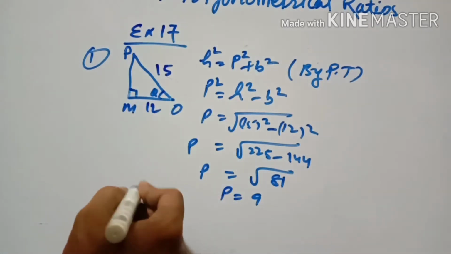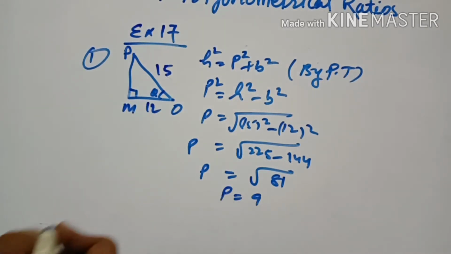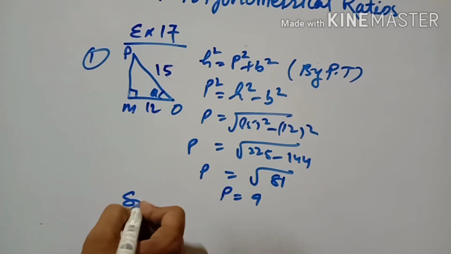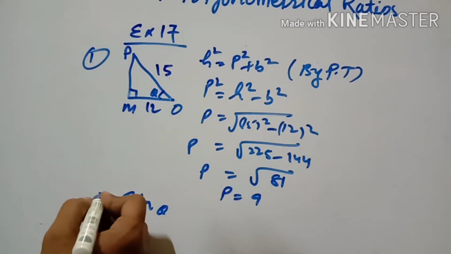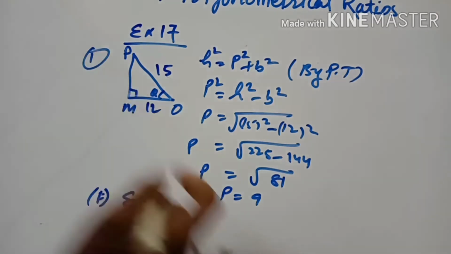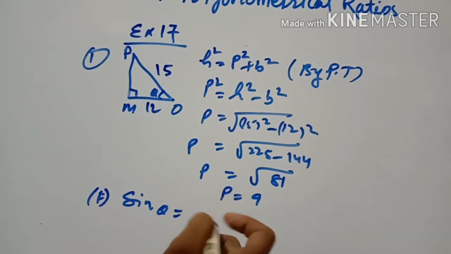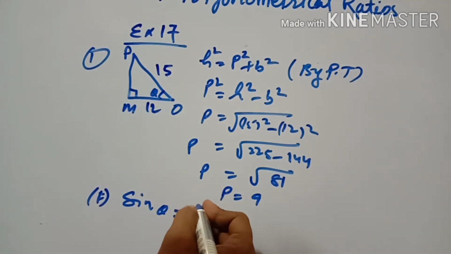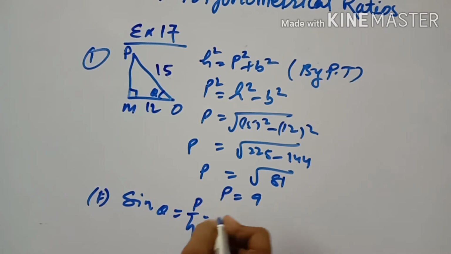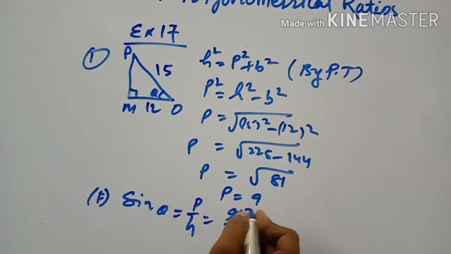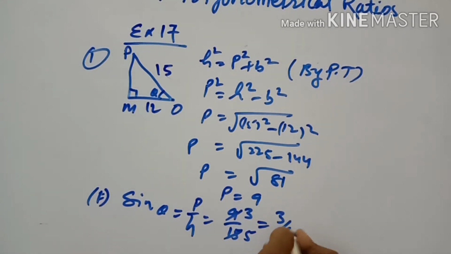Now I get the value of p as 9. Now we have to find out sin theta. Sin theta equal to what? As we know, perpendicular by hypotenuse. So our perpendicular p by h, I can write 9 by 15. This is 3, this is 5, it will be 3 by 5.